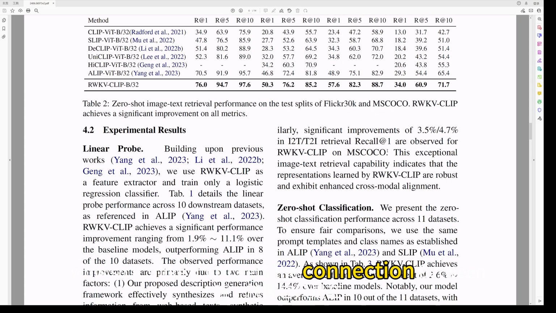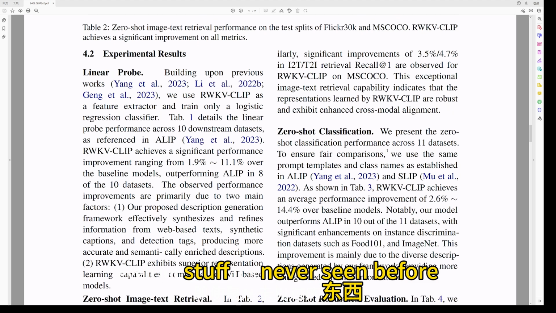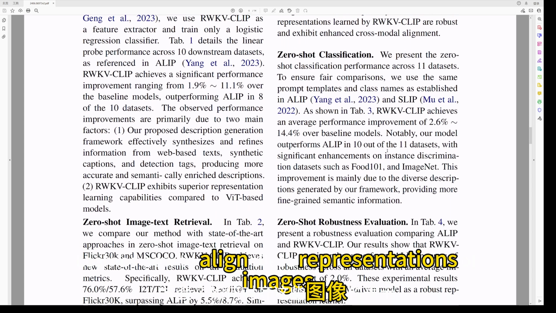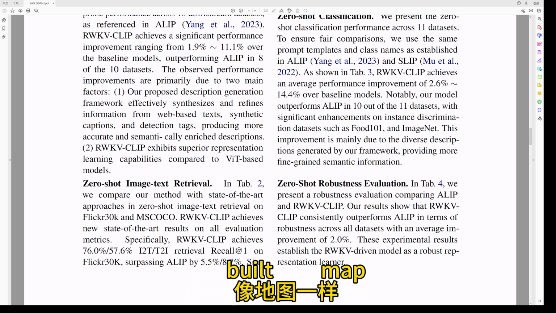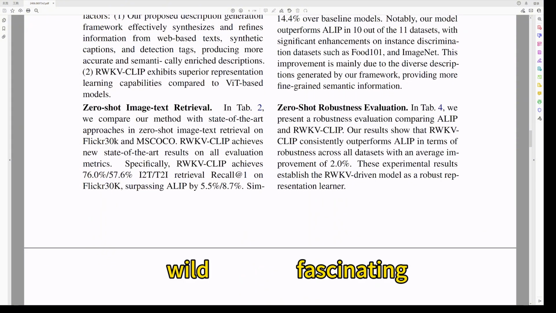Wow. So it's like it just gets the connection between words and pictures. Yep. Even for stuff it's never seen before. Because during training, it learned how to align these representations of images and text. So it built like a map where similar images and text are close together. You got it. That's wild.